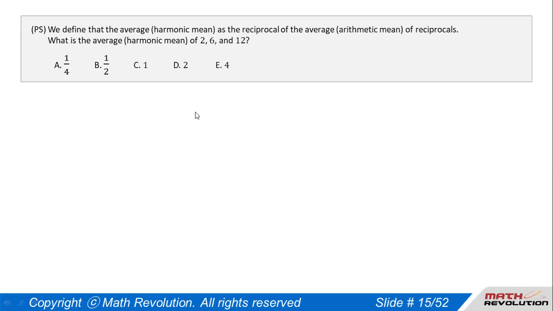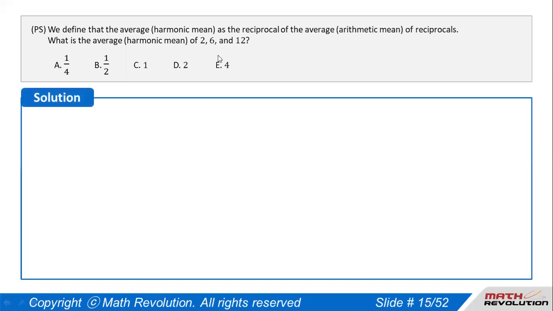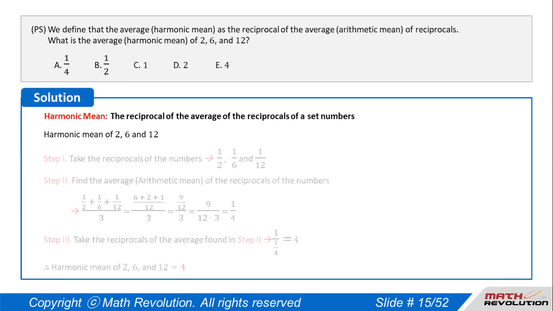So if you have to find the harmonic mean in this question for 2, 6, and 12, my first step would be the harmonic mean. So I recall the concept that I have to reciprocal them.